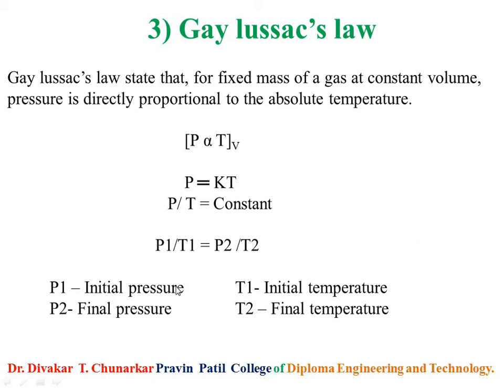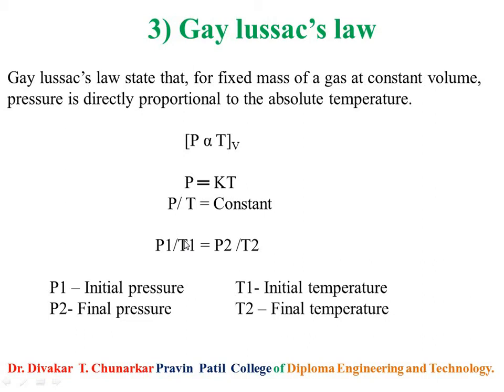Here P1 is the initial pressure, P2 is the final pressure, T1 is the initial temperature, and T2 is the final temperature. In another way, the ratio of initial pressure and initial temperature is equal to the ratio of final pressure and final temperature, that is, the ratio of old pressure and old temperature is equal to the ratio of new pressure and new temperature, and it remains constant. This is the statement of Gay-Lussac's law.